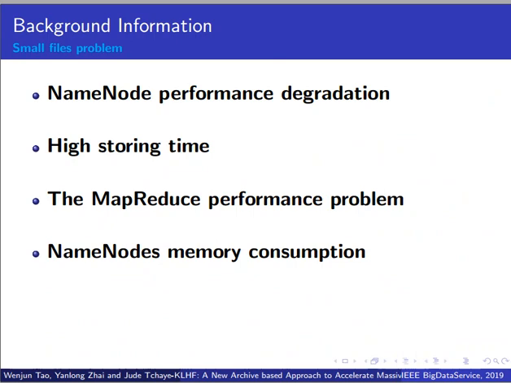What is the small files problem? First, name node performance degradation. The second is high storing time. The third, MapReduce performance problems. Last but not least, name node memory consumption.